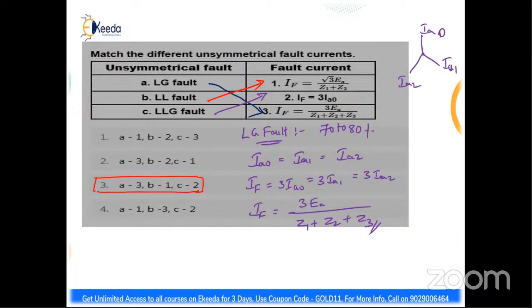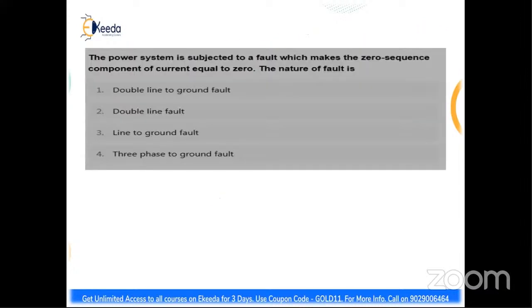So match the different unsymmetrical faults. These are the equations of line to ground fault, line to line fault, and line to line ground fault. I have just given a brief idea of the equations. In further classes, we will be solving these in detail. Okay, so next, moving on to the next question.